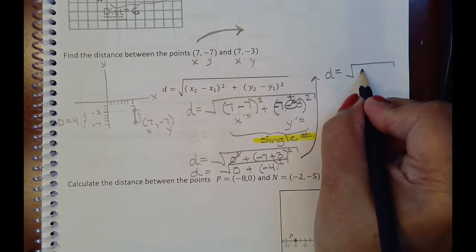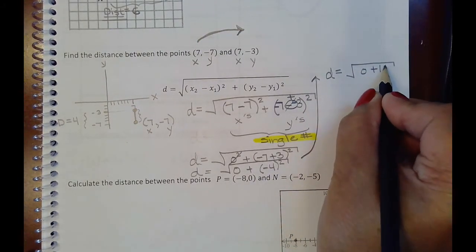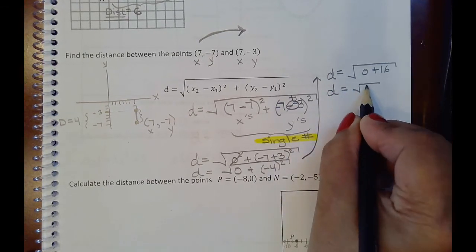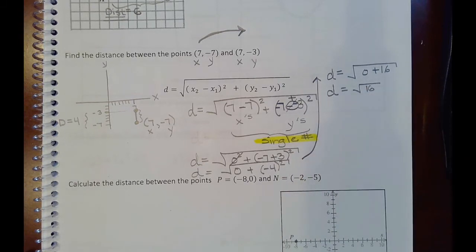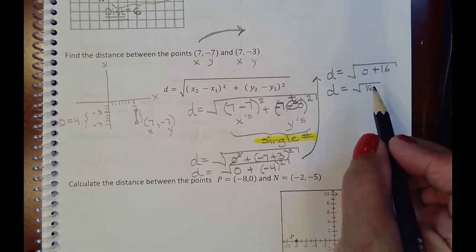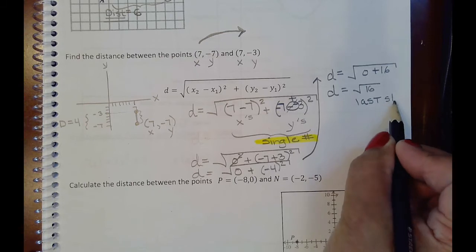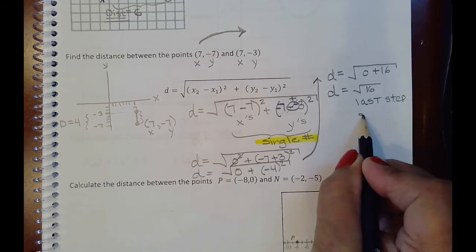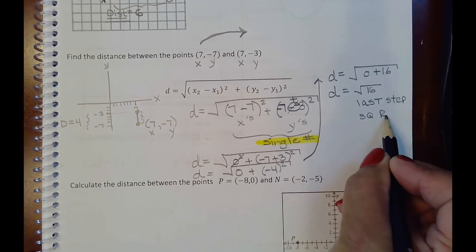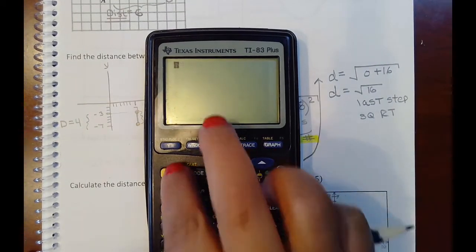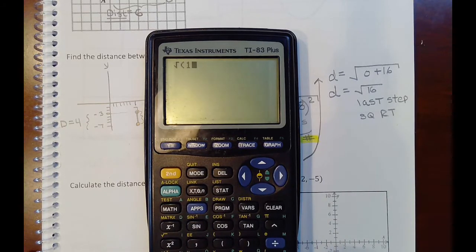Okay, so this is really 0 plus 16. There was the word of warning that you are to work it until you have a single number underneath the radical, and that number better be positive. And then your very last step will be to take a square root. Okay, so now you can go in and you can go second square root, call up that square root symbol, tell it what you want to take the square root of, and you get a 4.